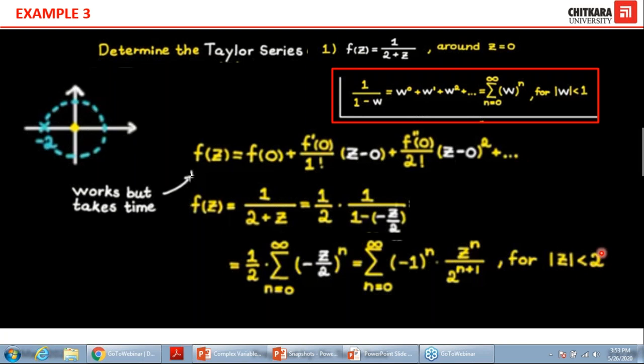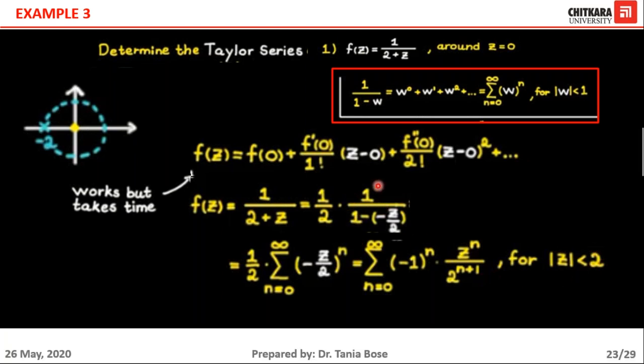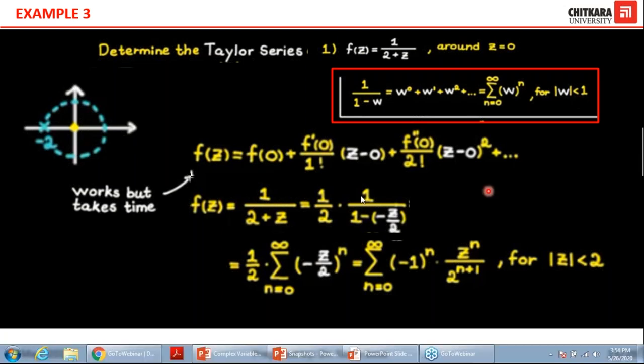Okay, I'll just explain the last step again. How is mod z less than 2? Now, to apply this condition, 1 upon 1 minus w is only this when mod of w is less than 1. I told you that please take care of this condition. Then mod w should be less than 1. If mod w is less than 1, in our question, what is w? It is minus z by 2. So if I put the value of minus z by 2 here, modulus of minus z by 2 is less than 1. Modulus of negative term is positive, so it will become modulus of z by 2 less than 1. And when you cross multiply, what will you get? Mod z is less than 2. So this is how we get mod z. I hope it is clear.